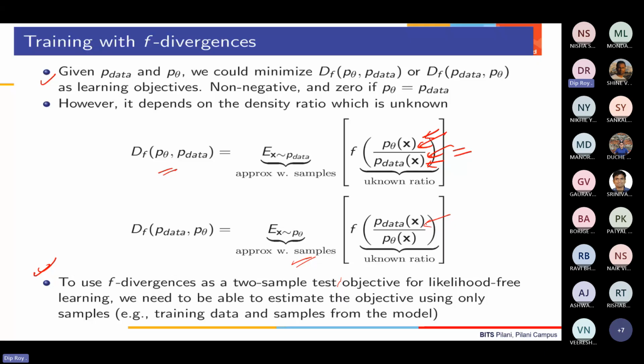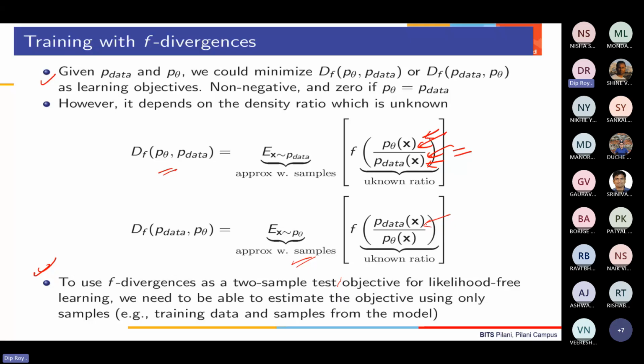But also along with that, we don't want to use this kind of expressions where we calculate the probability. Why we don't want? Because we want to work with samples. We want to go away from likelihood free. We want to do likelihood free training. Okay. So that is the main point.